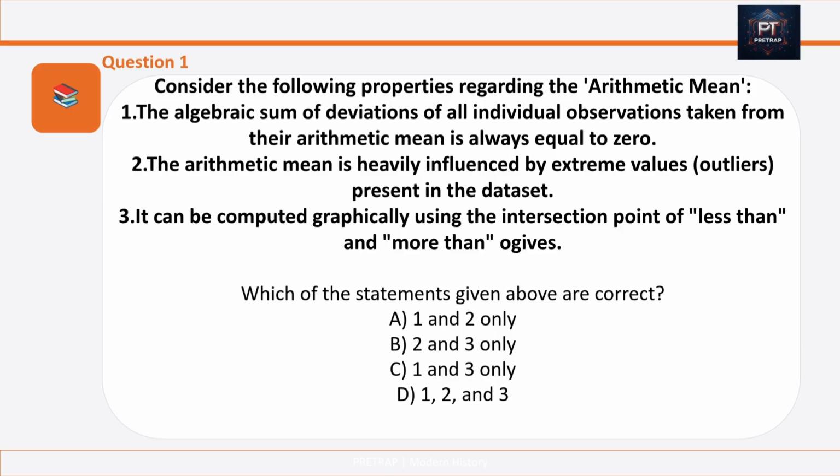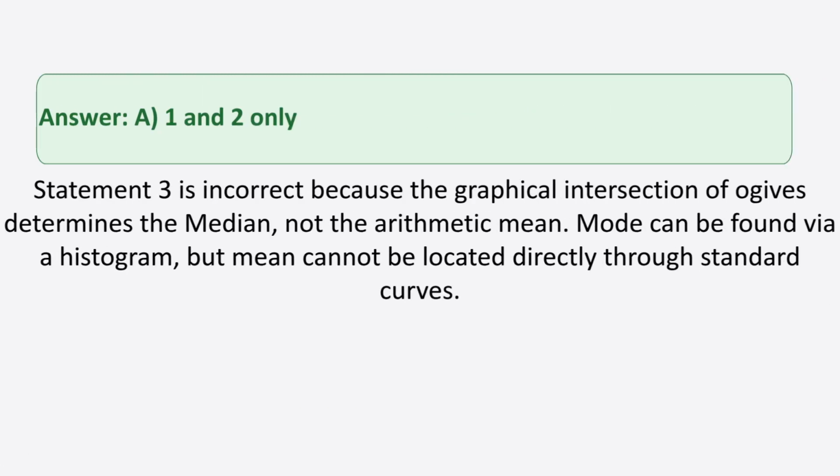And the answer is option A. 1 and 2 are correct. Statement 3 is incorrect because the graphical intersection of ogives determines the median, not the arithmetic mean. Mode can be found via a histogram, but mean cannot be located directly through standard curves.